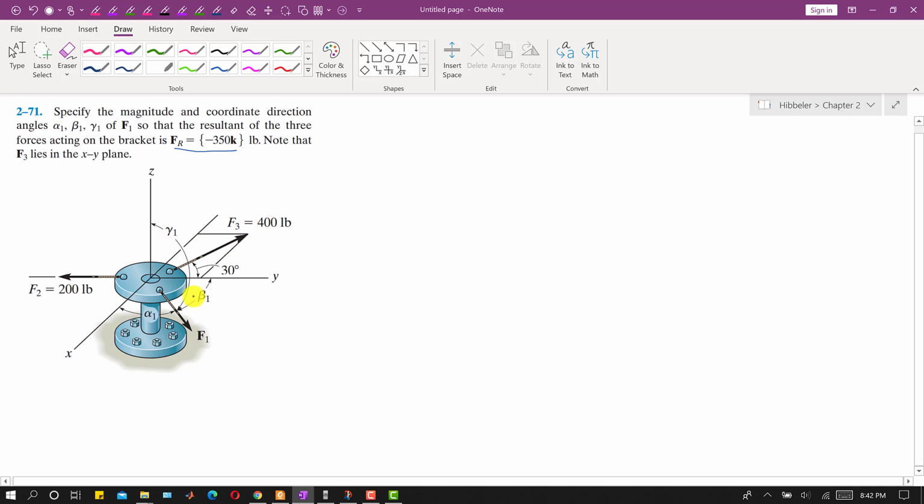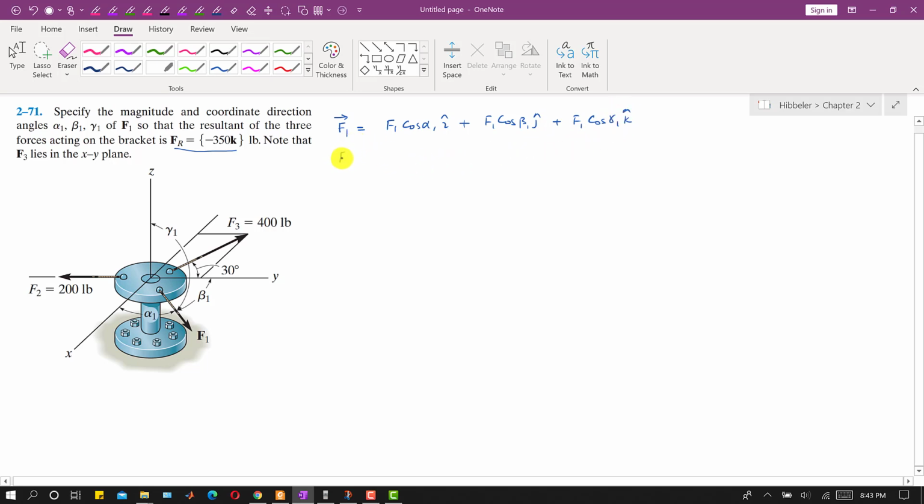So first I will write the Cartesian vectors of F1, F2 and F3. F1 vector in terms of coordinate direction angles, since alpha 1, beta 1 and gamma 1 are the coordinate direction angles, and we are required to find the magnitude of F1 and alpha 1, beta 1 and gamma 1. So we can write F1 cos of alpha 1 i plus F1 cos of beta 1 j plus F1 cos of gamma 1 k, right?